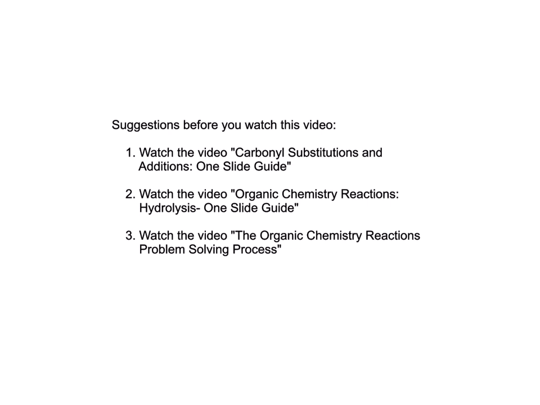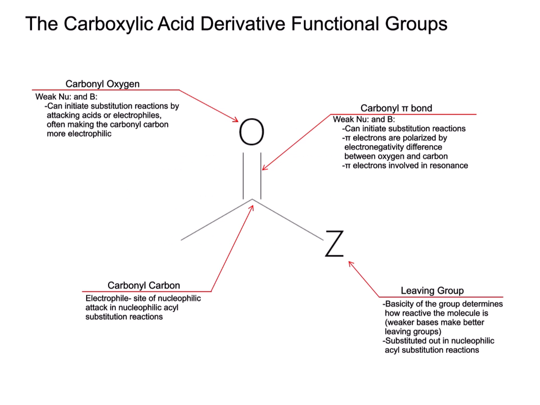So let's get started. Let's discuss the features of the carboxylic acid derivative functional groups. We're going to start off with Z. Z is going to determine the identity of the carboxylic acid derivative, and Z is known as the leaving group. How basic the leaving group is determines how reactive the molecule is going to be in nucleophilic acyl substitution reactions, with weaker bases making better leaving groups. The Z group is always going to be substituted out in nucleophilic acyl substitutions and replaced with something else.